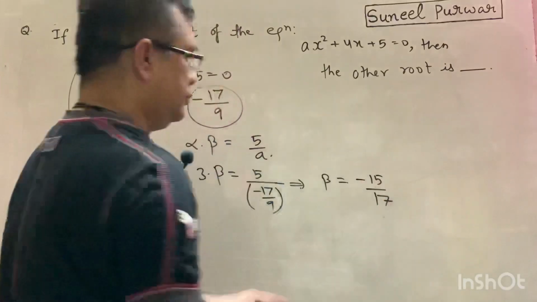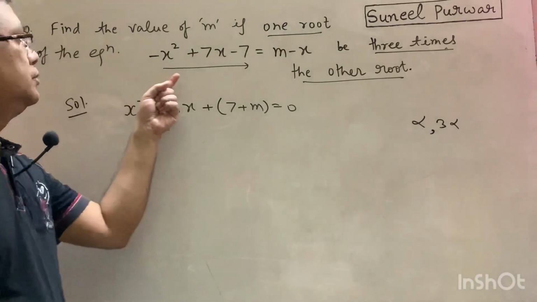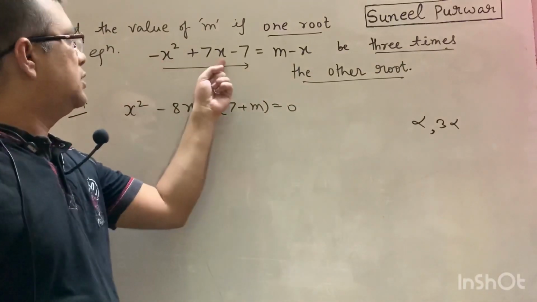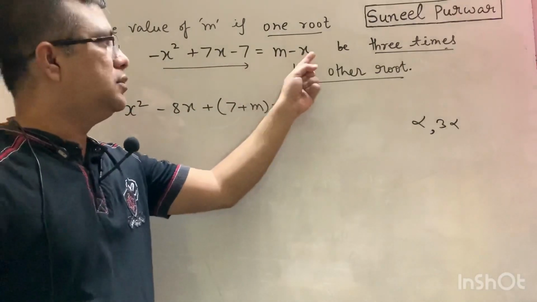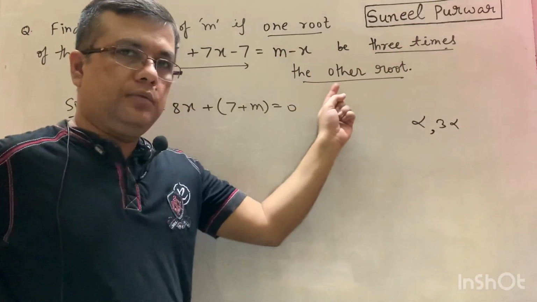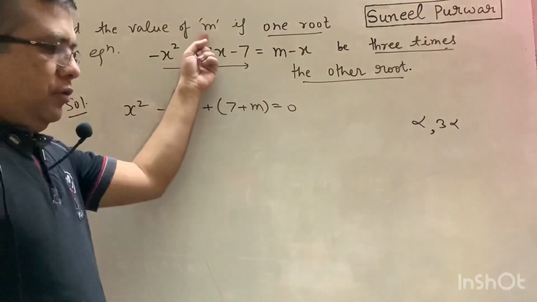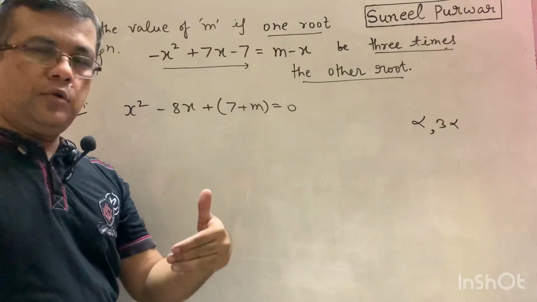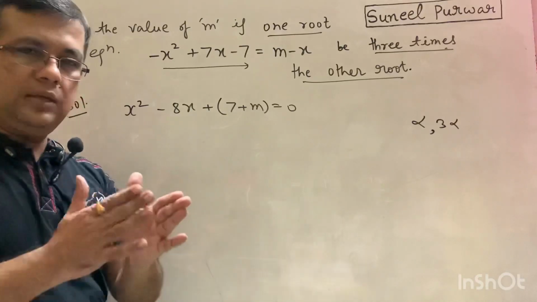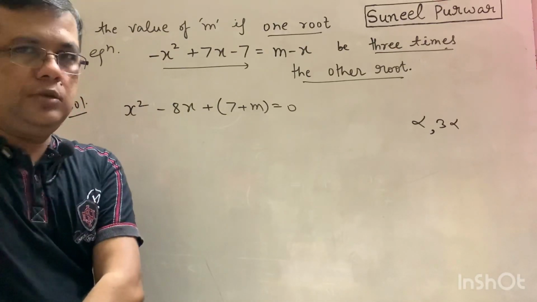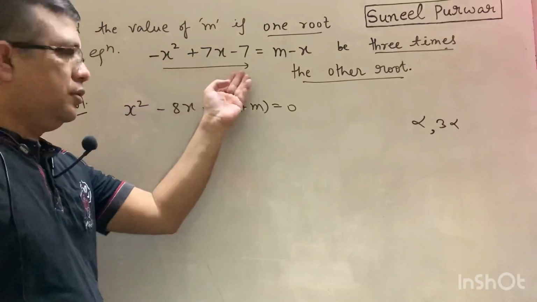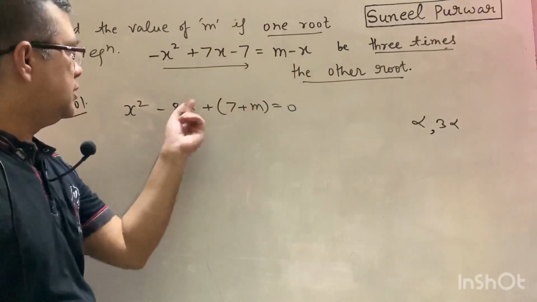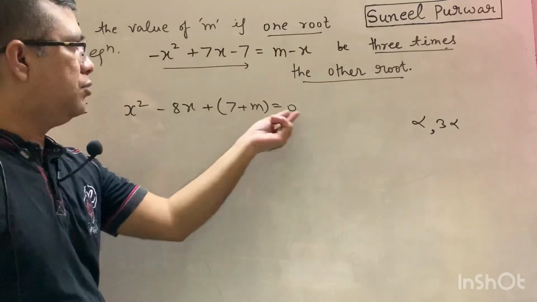That's your other root. Now the question says, if one root of this equation minus x square plus 7x minus 7 is equal to m minus x is 3 times the other root, you have to tell the value of m. Now first of all, you can rewrite this properly in the form of a quadratic equation, ax square plus bx plus c equal to 0. So take everything on this LHS to RHS. You will get x square, and this will become minus 8x, and this will become 7 plus m equal to 0.